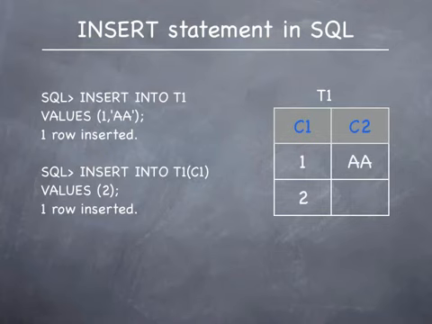The second example, which is an insert statement, insert into T1 for column C1 values 2, inserts a row by passing a value only for the column called C1. The column C2 will automatically take a null value.